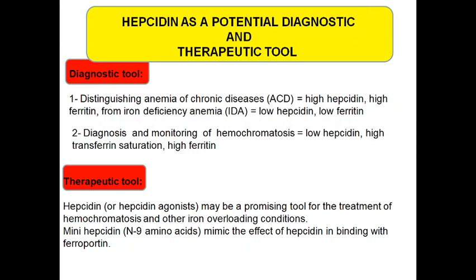Another use of hepcidin is as a therapeutic tool. Hepcidin or hepcidin agonists are promising tools for the treatment of hemochromatosis and other iron overloading conditions. Hepcidin mimics imitate the effect of hepcidin in binding with ferroportin. Mini-hepcidin is synthesized from the first N-terminal 9 amino acids, and such 9 amino acids would mimic the effect of hepcidin in binding with ferroportin.